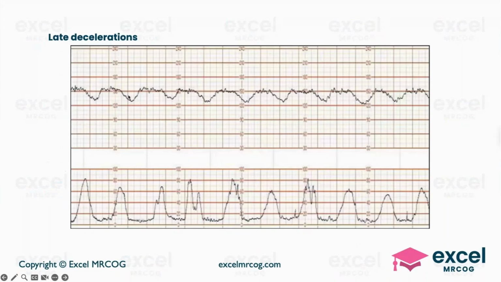Now the rate of this paper, as per NICE, we should keep at 1 centimeter per minute. That means each centimeter is counting 1 minute. If you look at this particular trace, the heart rate doesn't go like smooth sailing, right? It goes up and down, up and down, up and down. So when I'm saying baseline here, say this is 210, this is 190, 150.